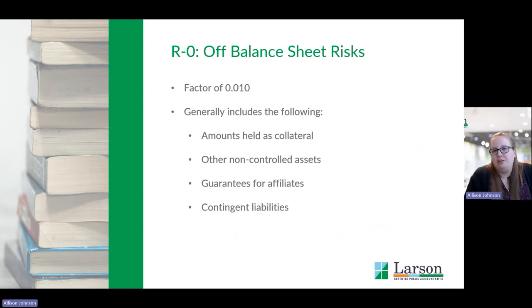For off-balance sheet risk, there's a factor of 1%. Things that would fall under this category would be amounts you're holding or have pledged as collateral, non-controlling interest in or non-controlled assets, guarantees that you might be liable for, as well as contingent liabilities.